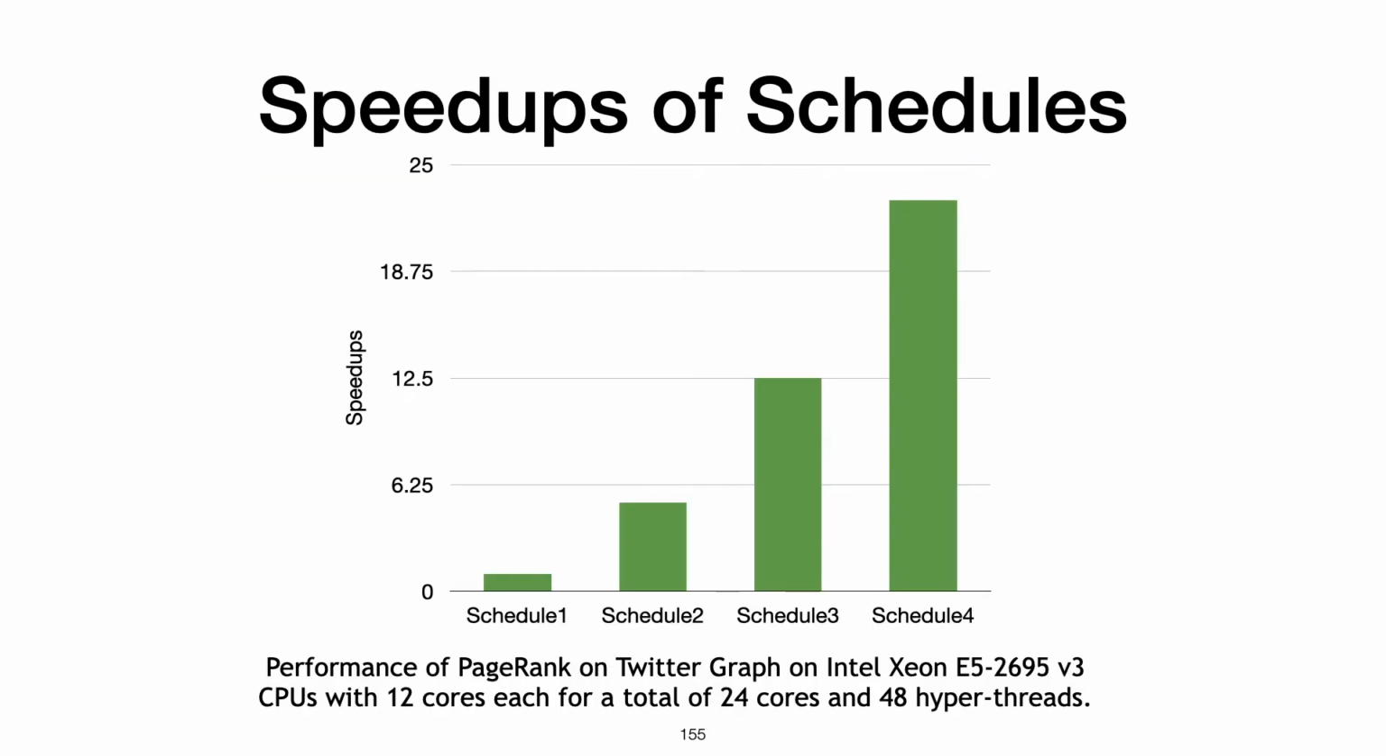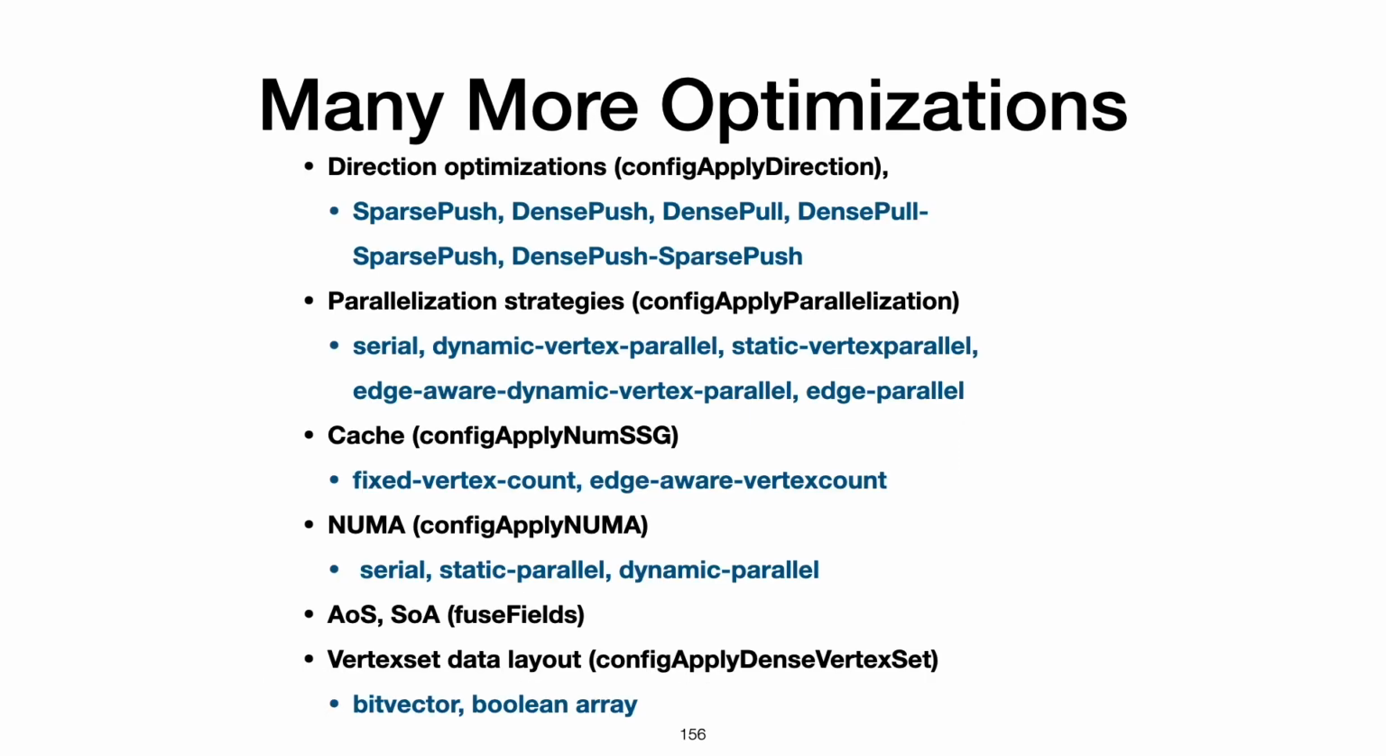So if you keep doing this, what we are showing here is you get different speedups. Starting from schedule 1 with no parallelism, we can end up with about a 20x speedup as we keep doing this optimization. So it's interesting. Even doing these small changes, you can get really, really good performance. There are many more optimization opportunities in GraphIt. I have listed a few here.